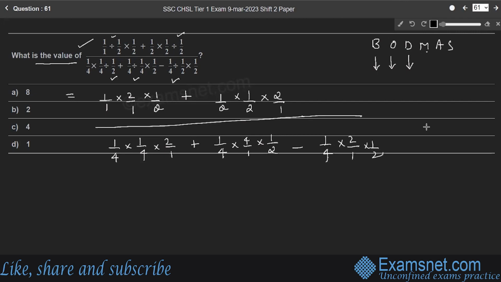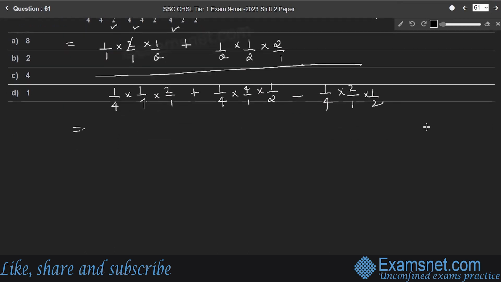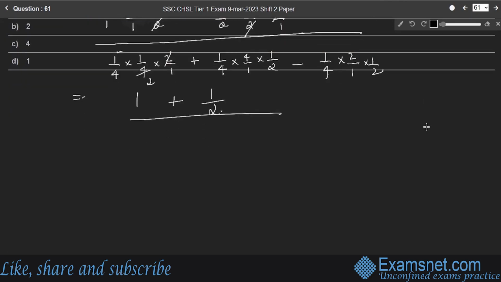Therefore, now go for multiplication. Now we can cancel 2 and 2 here. So 1 plus. In the second term, we can cancel 2 and 2, so we have 1 by 2 here. In the denominator, in the first term, 2 into 2 is 4, so 2 into 2, therefore we have 1 by 8 plus, cancel 4 and 4, so we have 1 by 2 here. And here we can cancel 2 and 2, so we have minus 1 by 4.